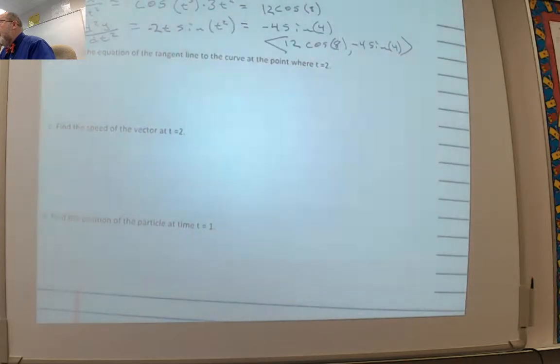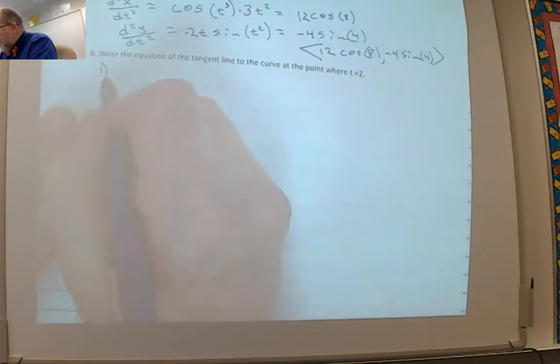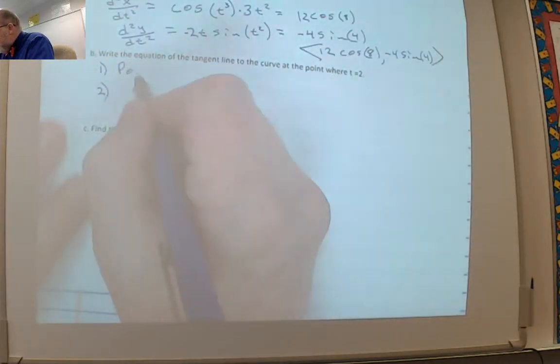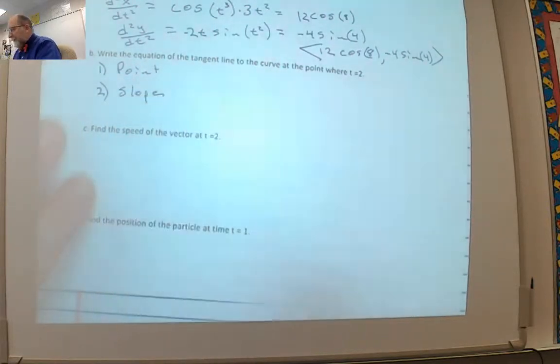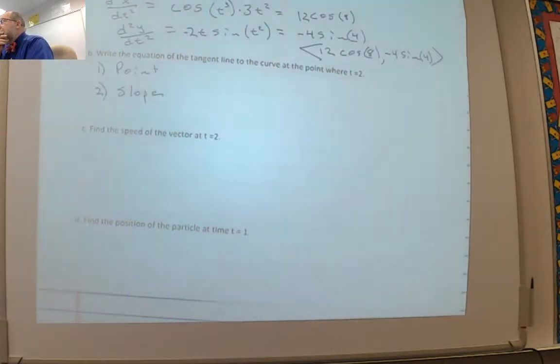Okay. So, equation of a tangent line. What two things do we need? Point and slope. Which should we do first? Which would be the most advantageous to do? What kind of form is the slope if I want a tangent line?